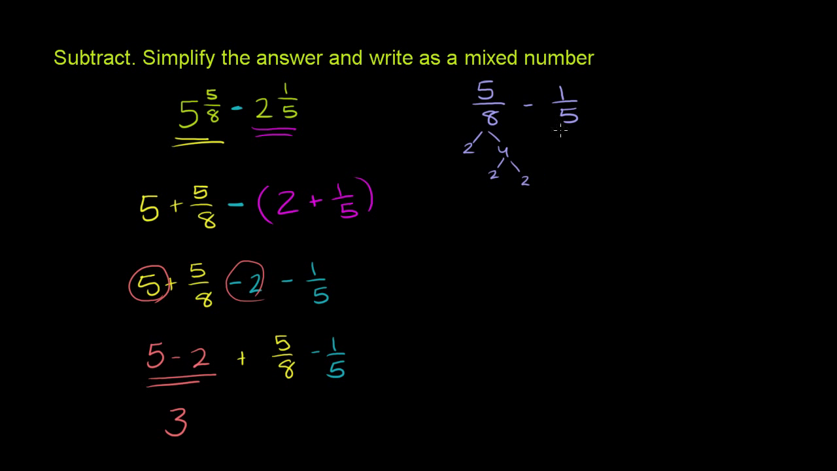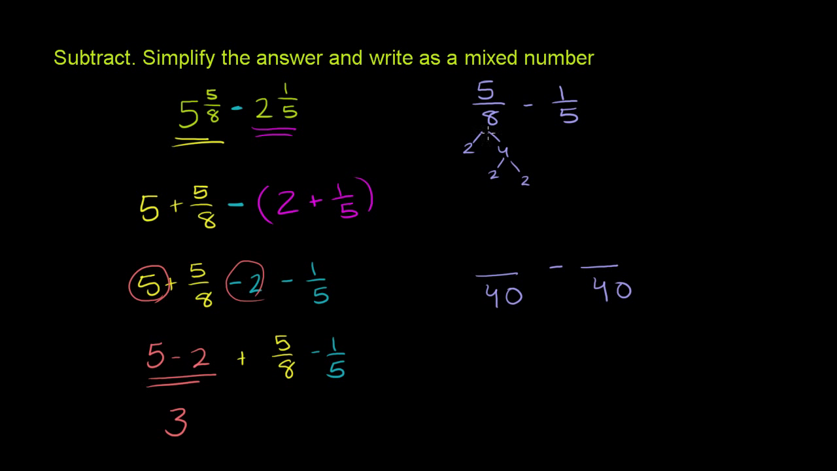Or another way of saying it, it has to be 5 times 2 times 2 times 2, which is the same thing as 5 times 8. So the least common multiple is going to be, because these guys share no common factors other than 1, really, the least common multiple is just going to be 8 times 5. So the least common multiple is going to be 40.